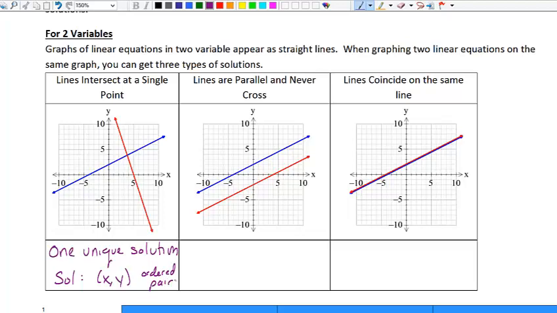Another case is if the lines are parallel and they never cross. In this case, you don't have any solutions, so you can just write no solution. And the third case is if the two lines are lying on top of each other. I'm not sure if you can tell, but we have a red line on top of a blue line right here. Because they're lying on the same line, there's infinitely many solutions.